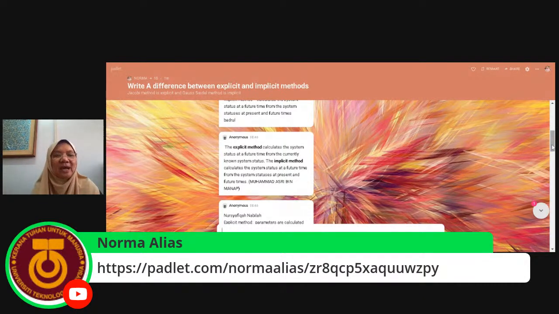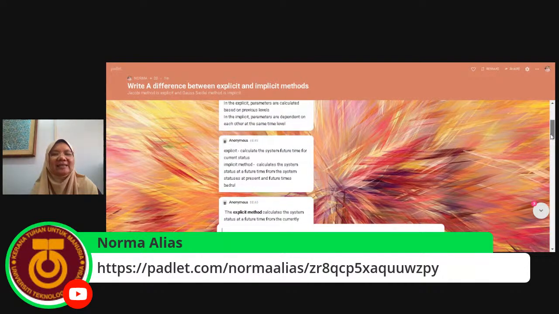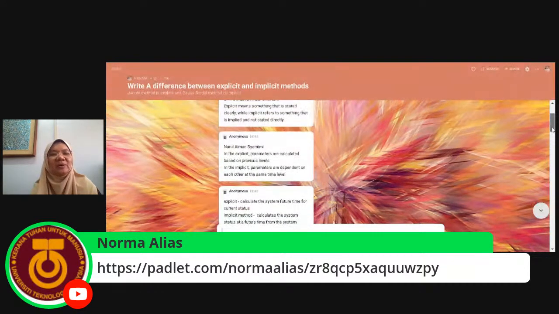Now I want to get feedback from Muhammad Asri. Muhammad Asri said that explicit is a system for the future time. This one is the same as Farah. This I can detect. This is a copy.